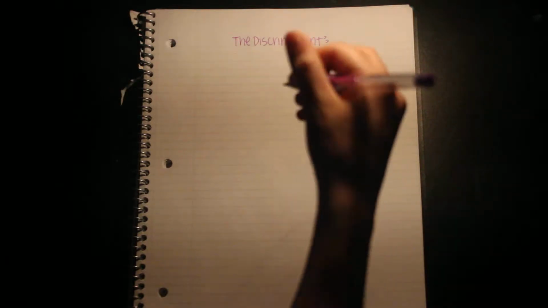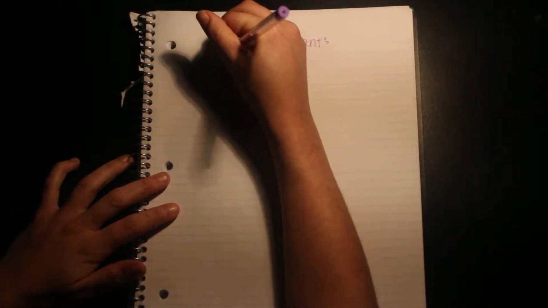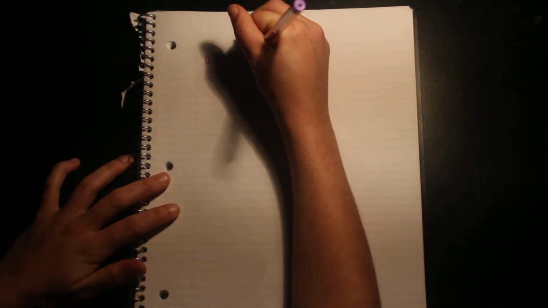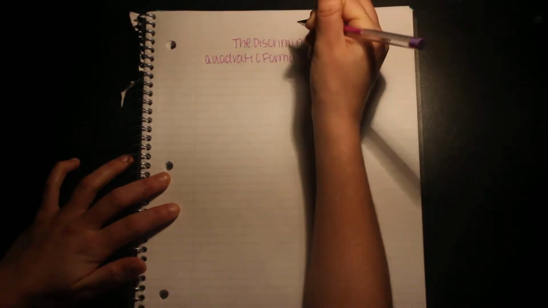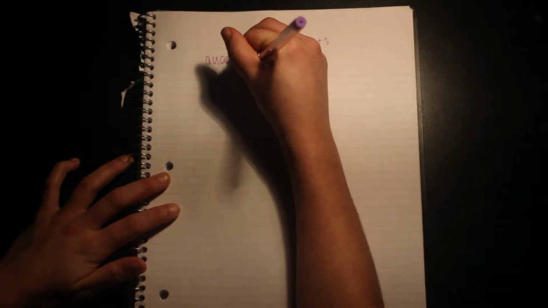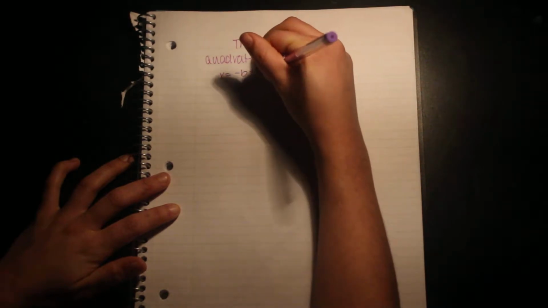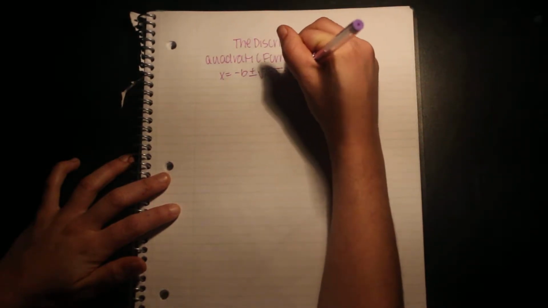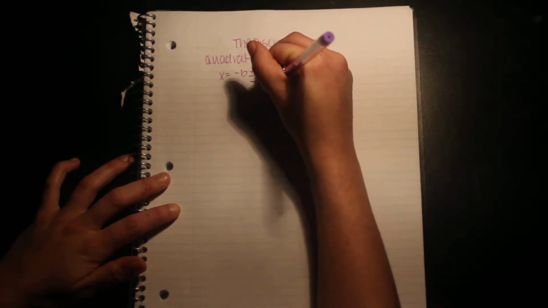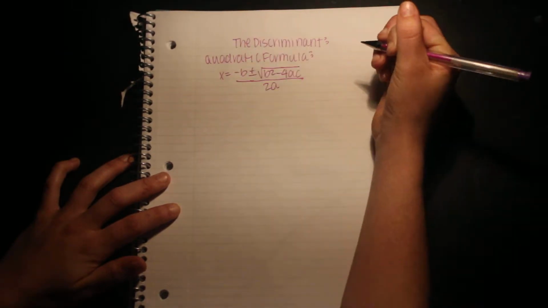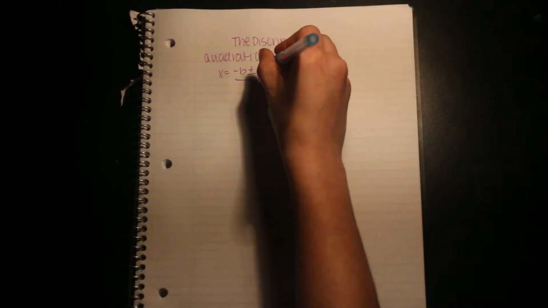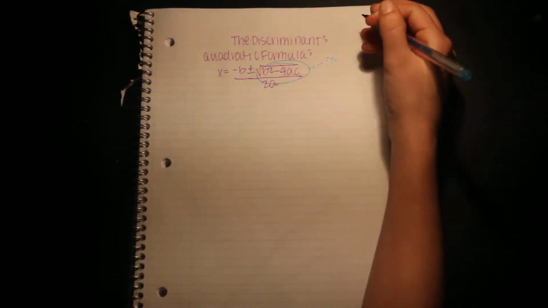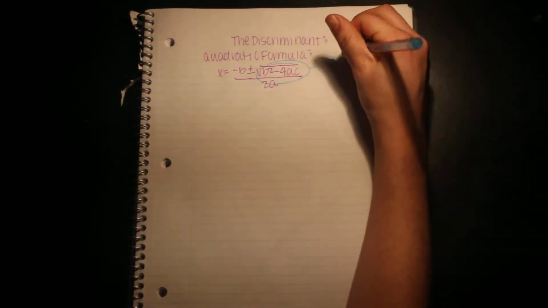Today we are going to be learning about the discriminant. What is a discriminant? Well, let's take a look at the quadratic formula. x equals negative b plus or minus the square root of b squared minus 4ac, all divided by 2a. See the expression right here underneath the radical, the b squared minus 4ac? That expression is the discriminant.